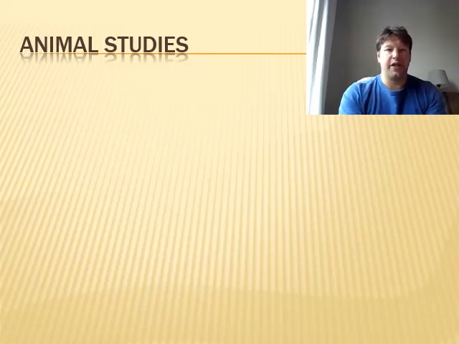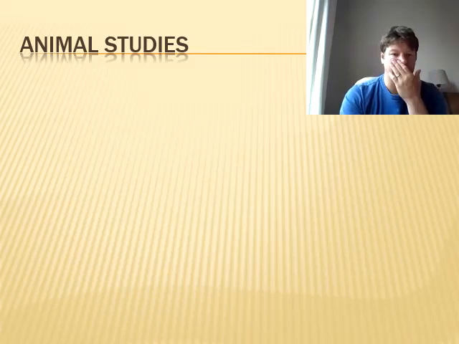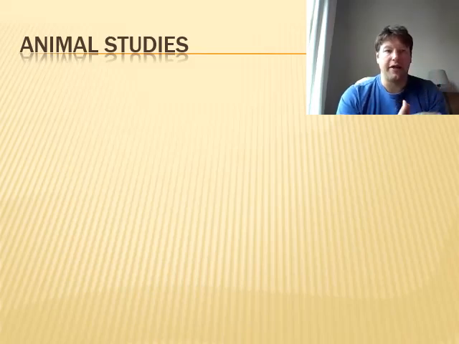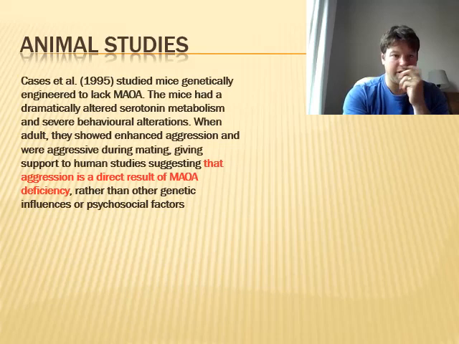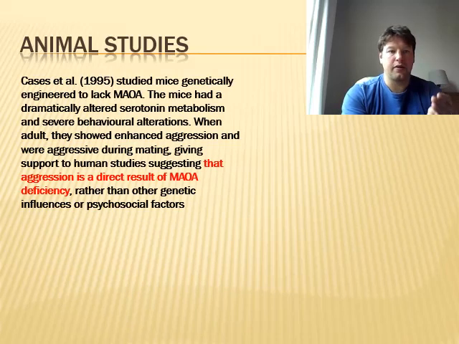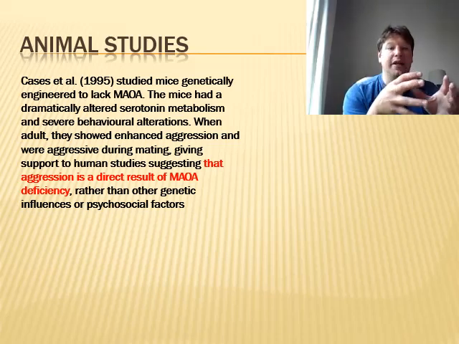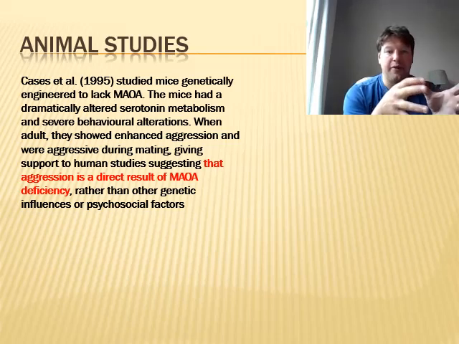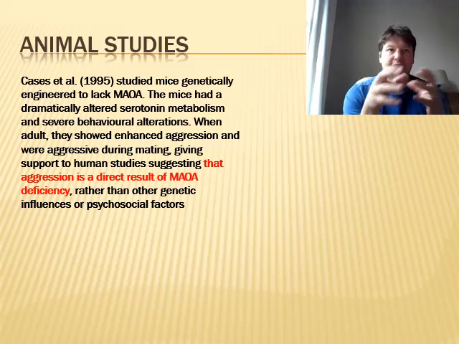Okay, so on to some of the easier bits now, and these, I think, the next 4 slides are your main kind of evaluation points. So first one, animal studies. Cases et al. 1995 studied mice genetically engineered to lack MAOA. So in a lab, they've deliberately reduced the MAOA. They've messed around with the mice genetically to see what happened, basically, and as they do with animal studies, they can do these things ethically, or they were allowed to ethically.